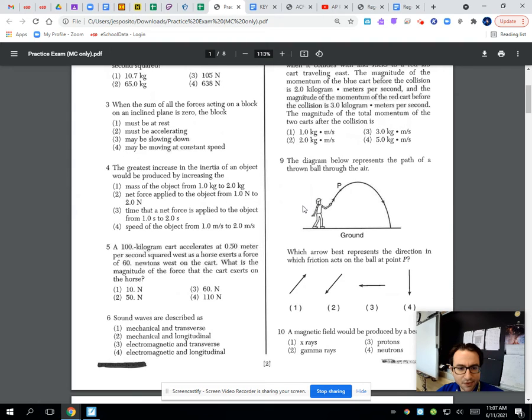Number 4, the greatest increase of inertia of an object. Well, inertia is analogous to mass, so we're looking for the greatest mass. Choice 1 describes increasing mass. That will increase inertia.